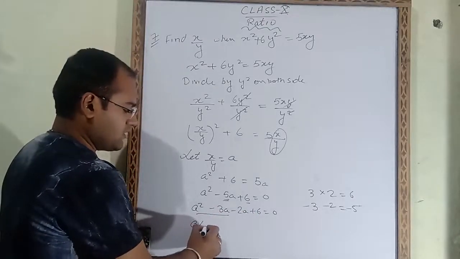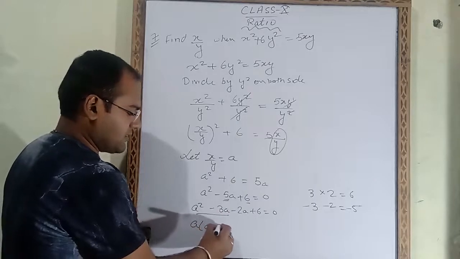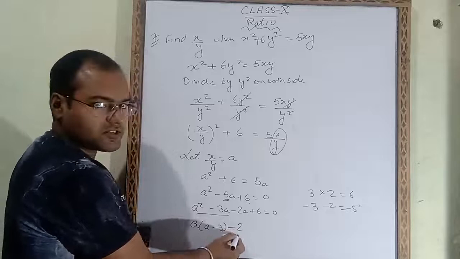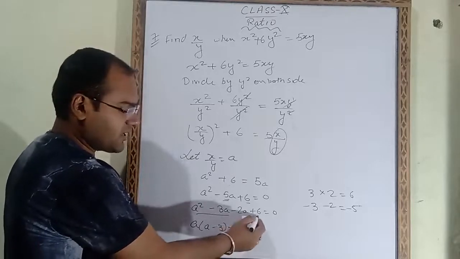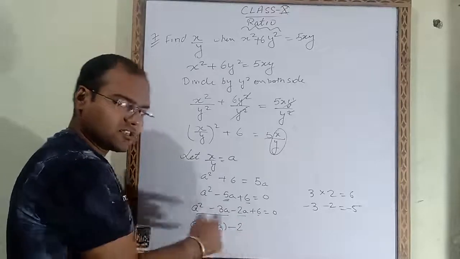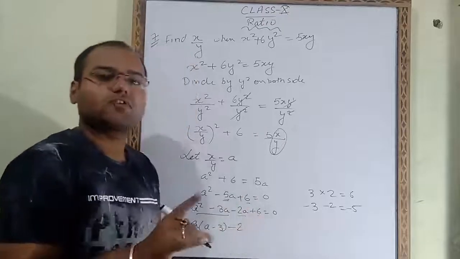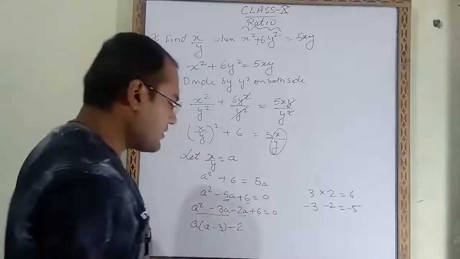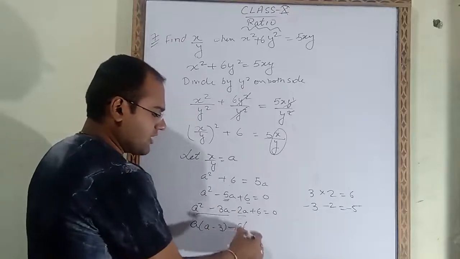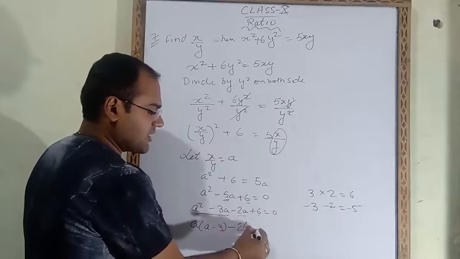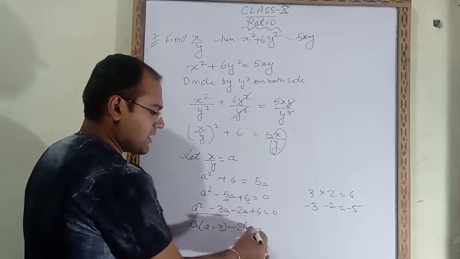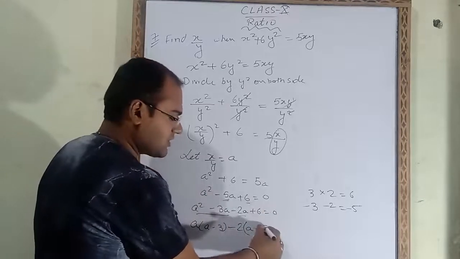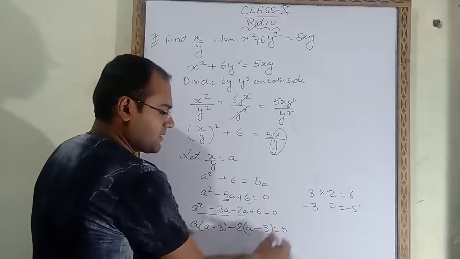Now we will take common from these two terms. a is common, then a minus 3. Out of these two terms, minus 2, the sign is compulsory. When we take a common out of these two terms, we have to take the sign also. Either you have to take positive or negative, whichever is appropriate. So we will take minus 2 common. Minus minus is plus, that means plus a. Minus plus minus. Out of 6 we will take 2 common. 2 times 3 is 6, so 3 will be the remaining number.